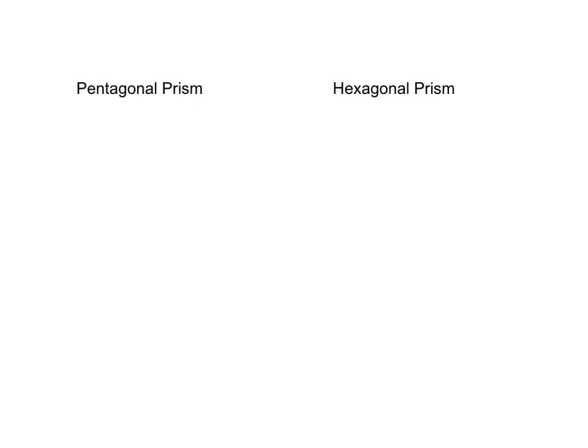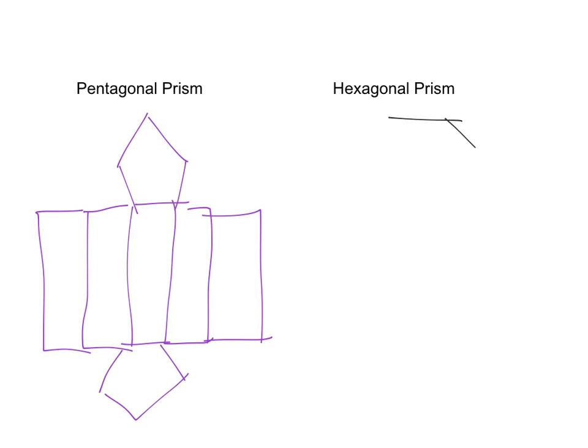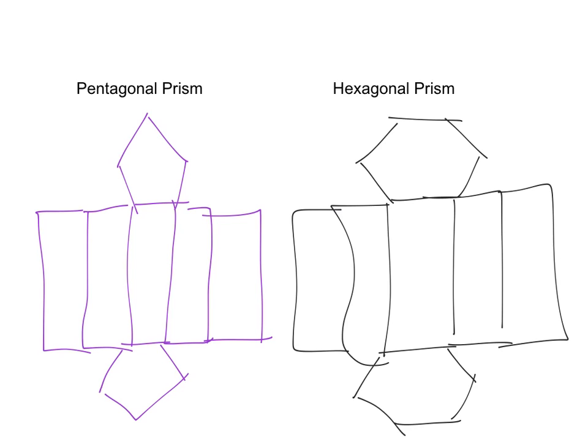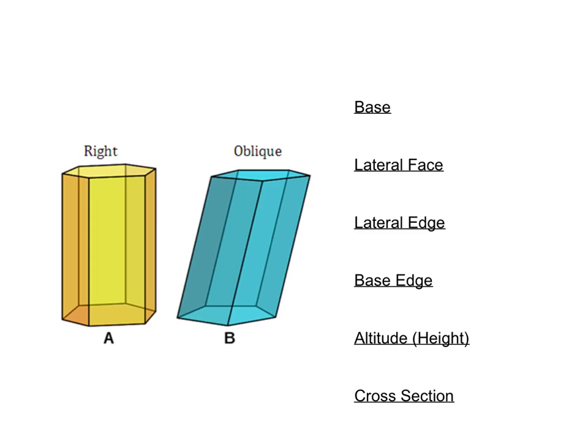Pentagonal prism, same kind of idea. You're going to draw your pentagons, hopefully much better than I do because I'm a terrible artist. Then you've got each side that matches up, and you've got to visualize folding this all up and turning it into a prism. Hexagonal prism, same idea. You draw your hexagon, then keep going, and there should be 6 of these. So there's your hexagonal prism.